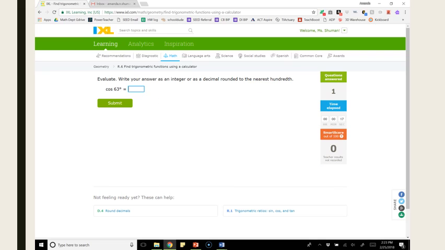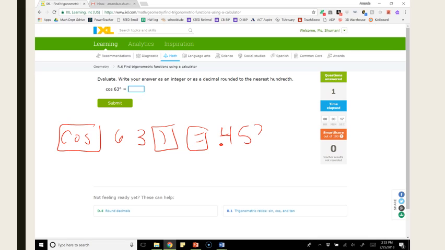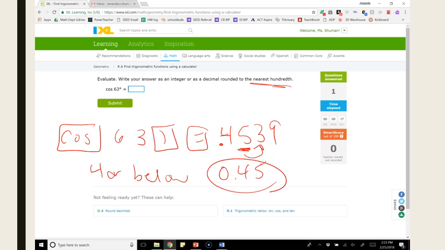One more on R6. So cosine of 63, you're going to push the COS button. You're going to push a 6, a 3, the close parentheses button, and the equals button. If we do that, we're going to get 0.4539. Remember, they want us to round to the nearest hundredth, so that's this place here. I have to look at the next one. Remember, it is 4 or below, so we stay. So that means I have 0.45 as my final answer.